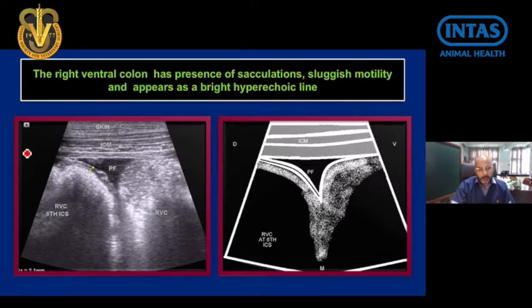Okay, so movement. Actually, the thing is that with ultrasound, you got to be patient. It is not like reading an X-ray and saying that this is the lesion here. You got to be very, very patient. You have to put a transducer, sit on a chair or a stool, look for the movement, and then only you can make up your mind.